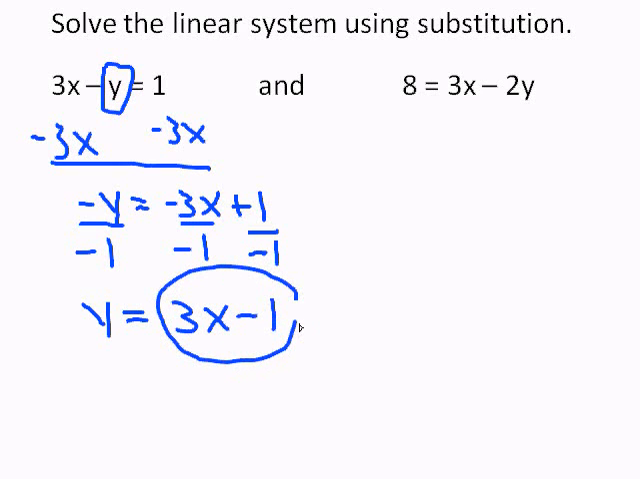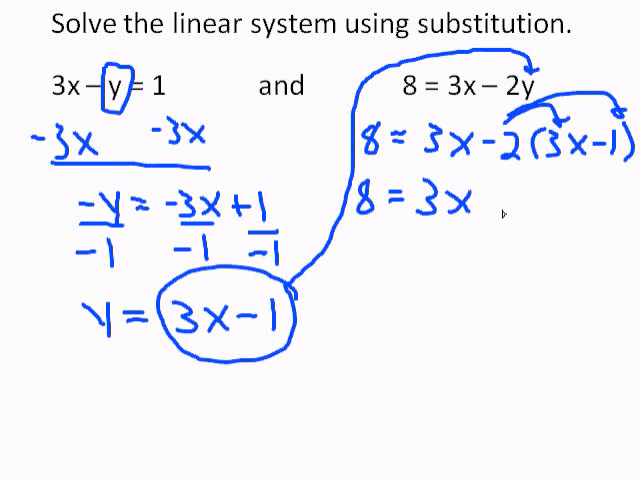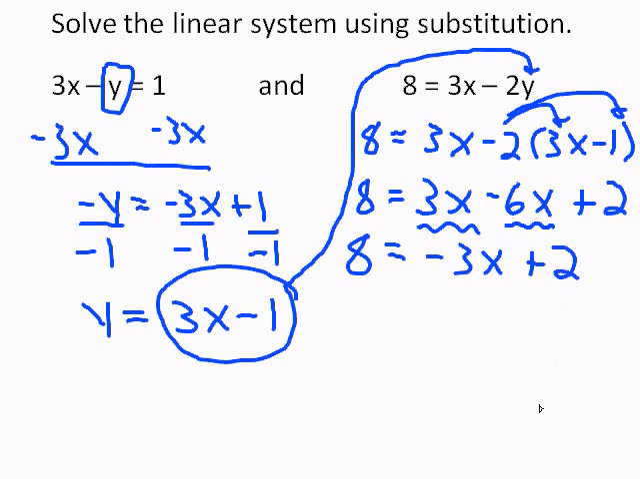Now that we know that y is equal to 3x minus 1, we can substitute that y value into the other equation. This will give us 8 is equal to 3x minus 2, and our y is 3x minus 1. So we're going to simplify the right-hand side of the equation by distributing the negative 2. This gives us negative 2 times 3x is a negative 6x. Negative 2 times a negative 1 is a positive 2. Simplifying further, we combine our like terms, the 3x and the negative 6x, giving us negative 3x plus 2.